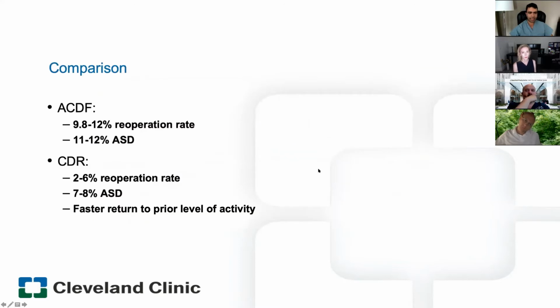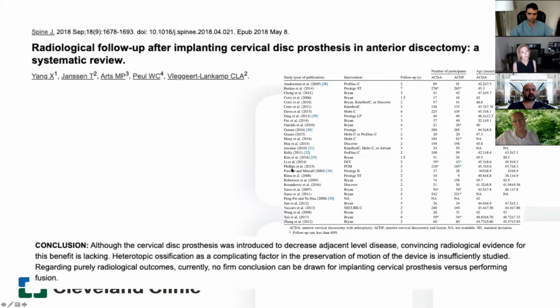So basically, again, if you take a look at the reviews of all the literature of ACDF and all the literature of cervical disc replacements, the long-term, not short-term, reoperation rates for ACDF are almost close to 10%. And adjacent segment disease is 11 to 12%, okay? With cervical disc replacement, all right, the reoperation rate, if you choose to believe it, is less with less adjacent segment disease, and these patients tend to return to the prior level of activity faster than those who get 1 or 2 level ACDF, okay? And this is all pulled from this review.